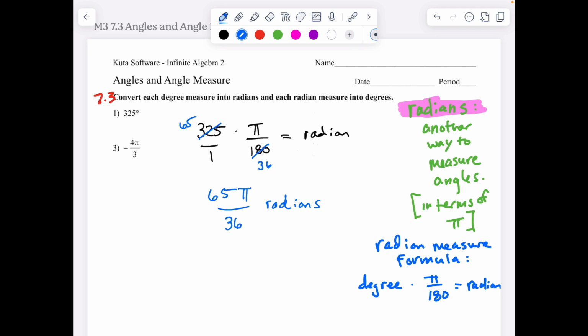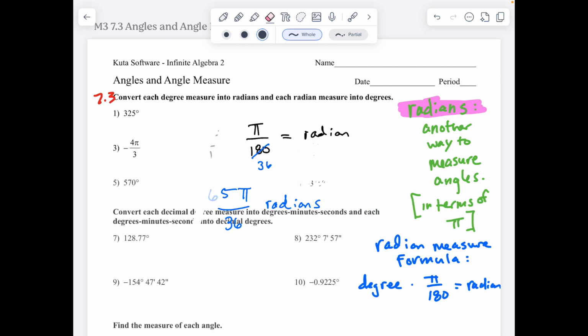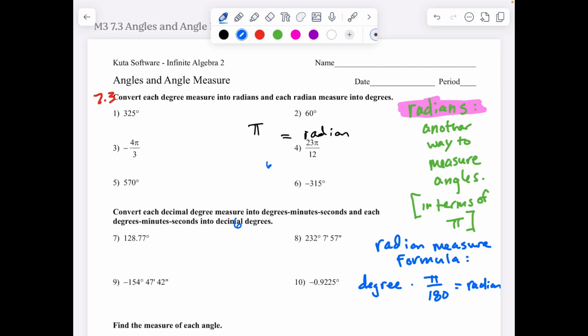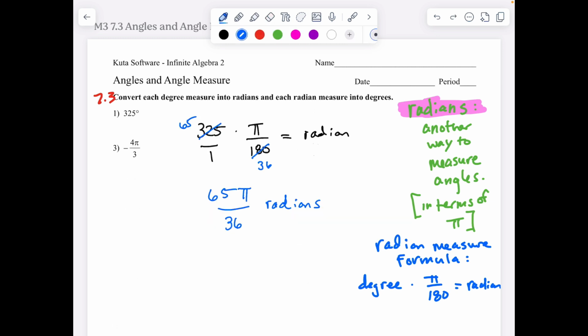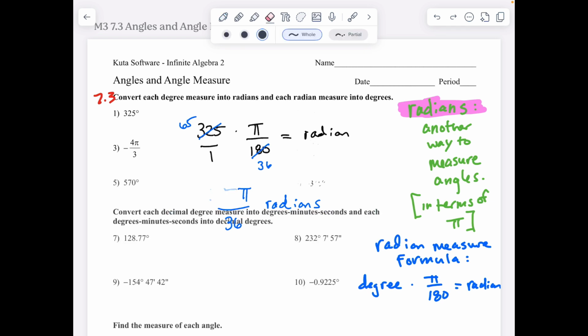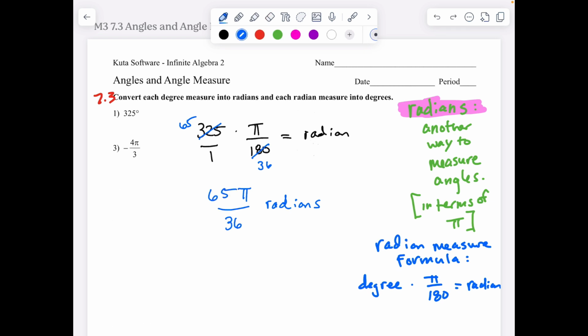Number 3 is already in radians, and we're going to go backwards to degrees. So let me clear off the screen here. Sorry about that. And we're just going to work around it.